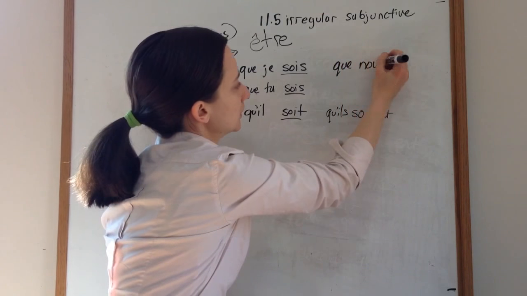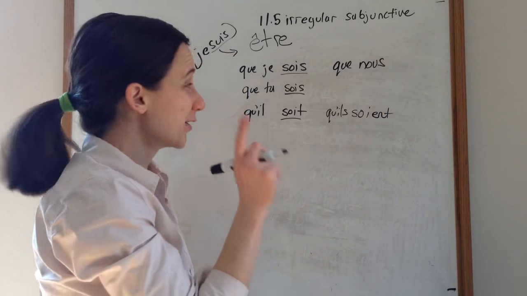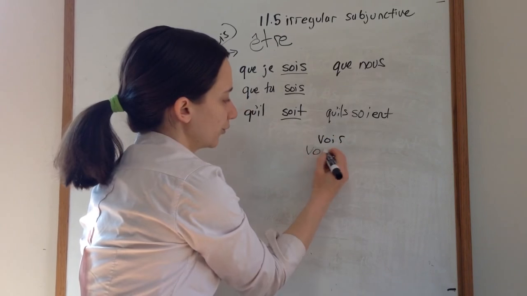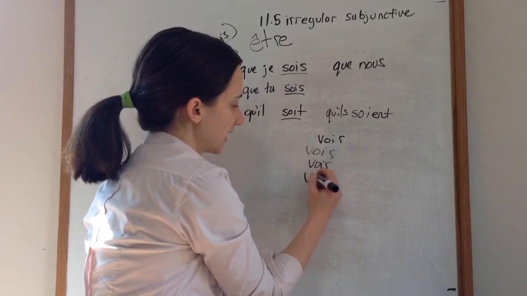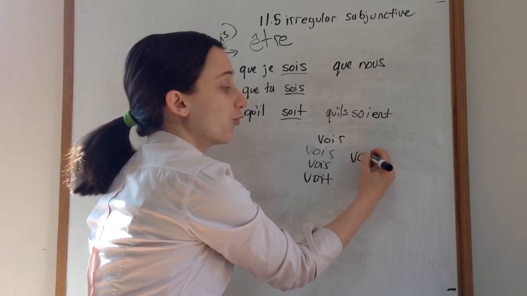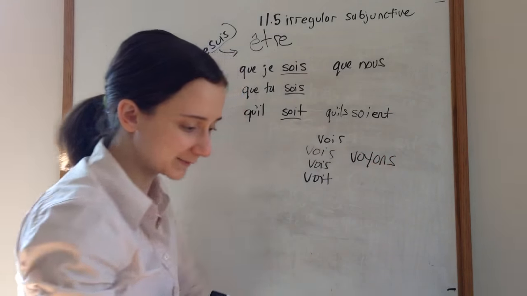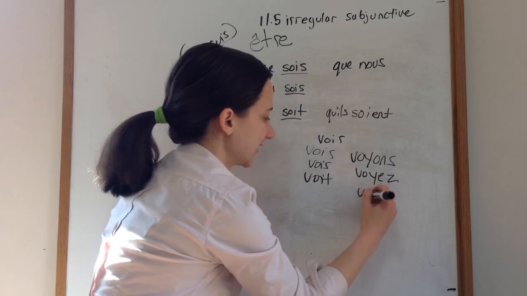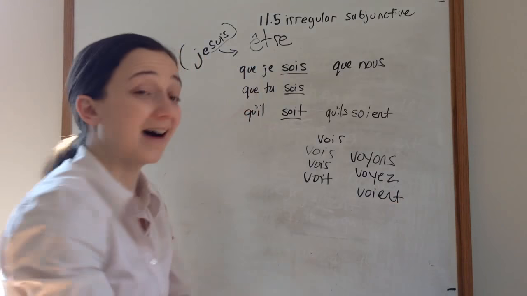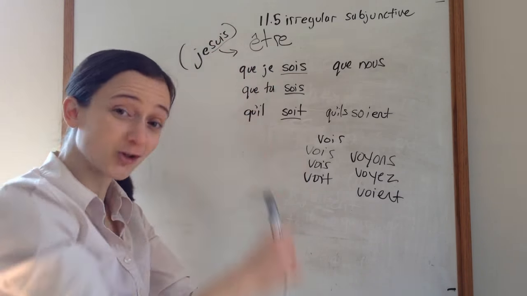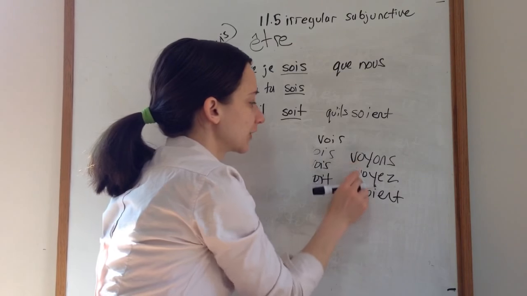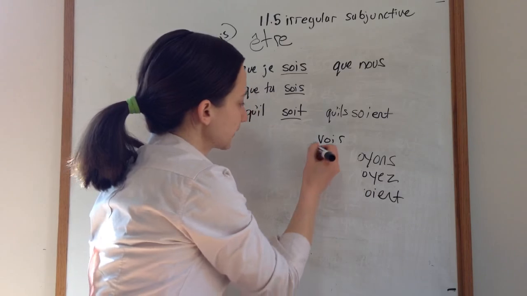Que nous. Can you guess? We've had this before. Do you recognize it? Remember? Voyons, voyez. Ha! Not too tricky now, huh? Look at this. Watch. So see how it pays off to know your verbs?